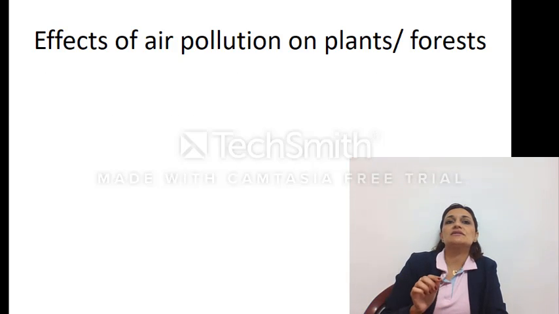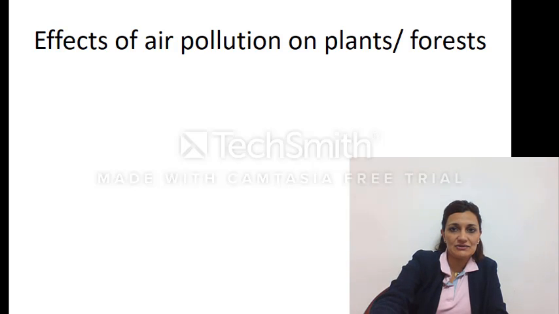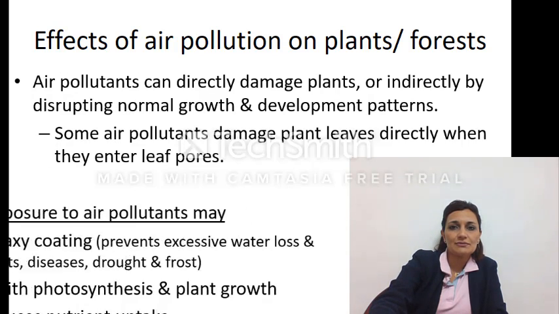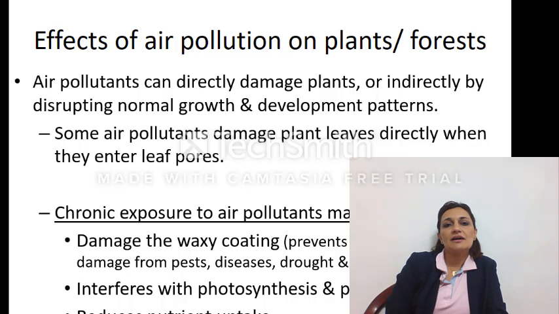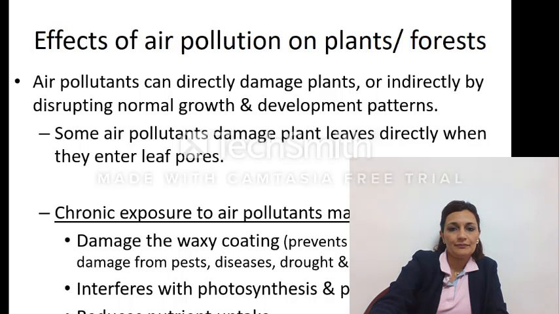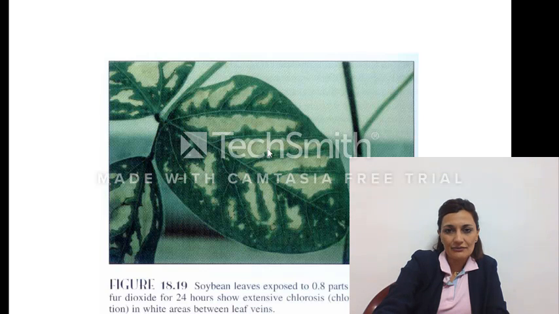Now, as I mentioned, air pollution does not only affect our health, but also the health of plants and forests, vegetation, lakes and aquatic species. For plants and forests, sometimes we can see that certain plants have white patches on them. These are because of acid rain.